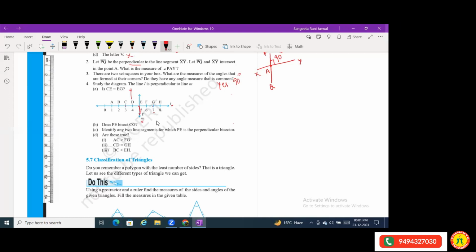Okay, so this is PE and this is C to G. Now this is two units on the left side and two units on the right side. So that means it's dividing the line into two equal parts. Two units on this side, two units on the other side. So does PE bisect CG? So yes.